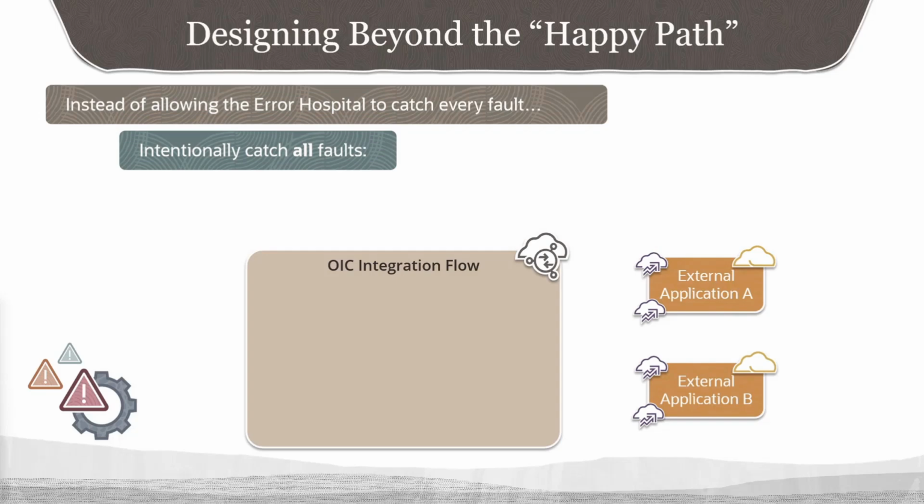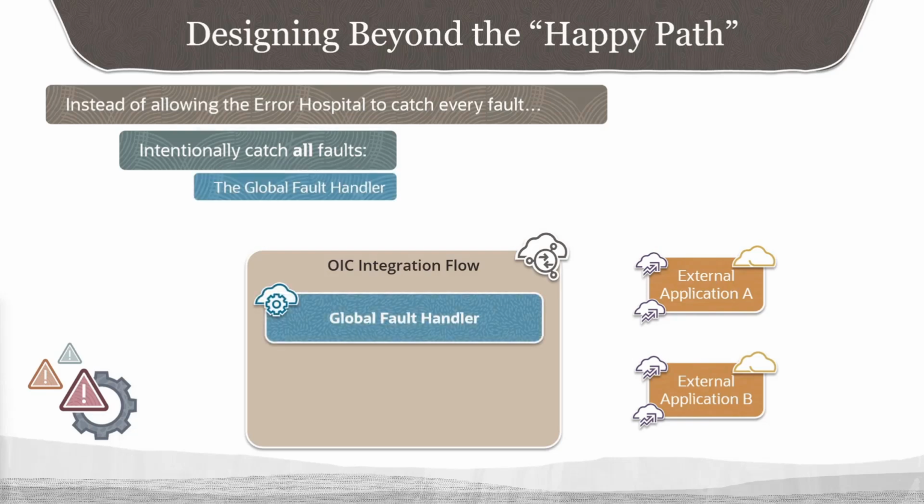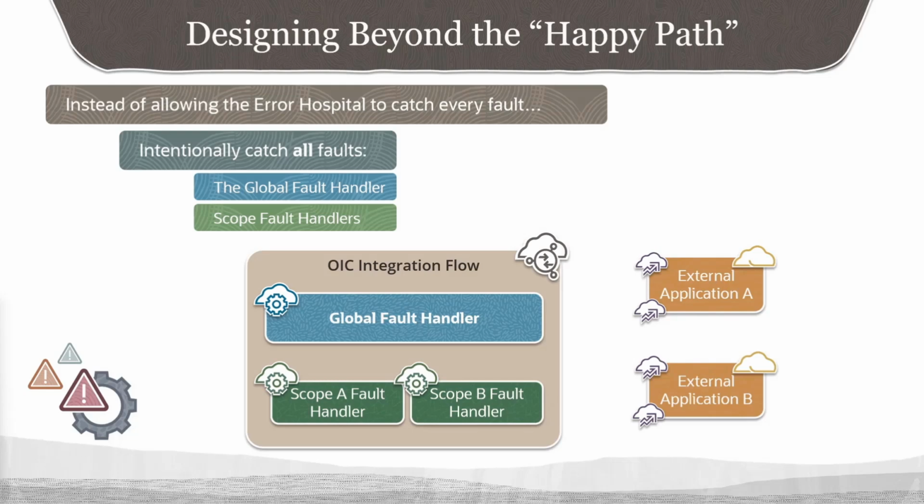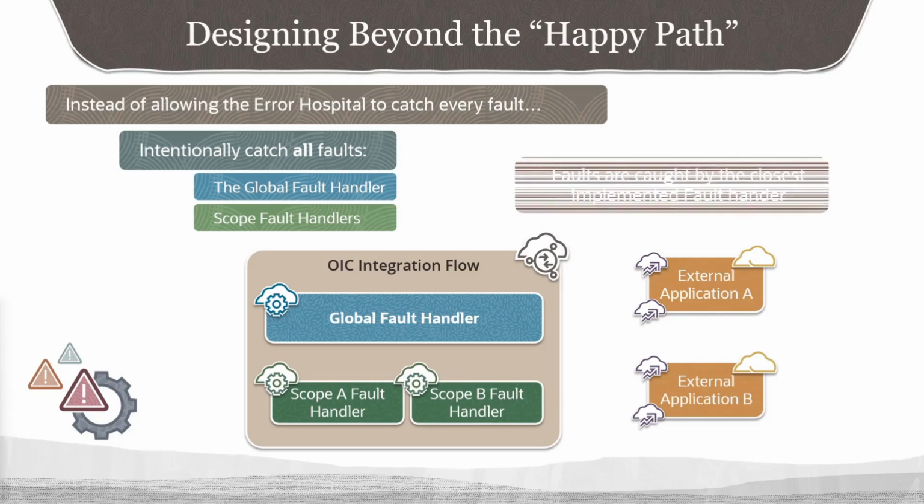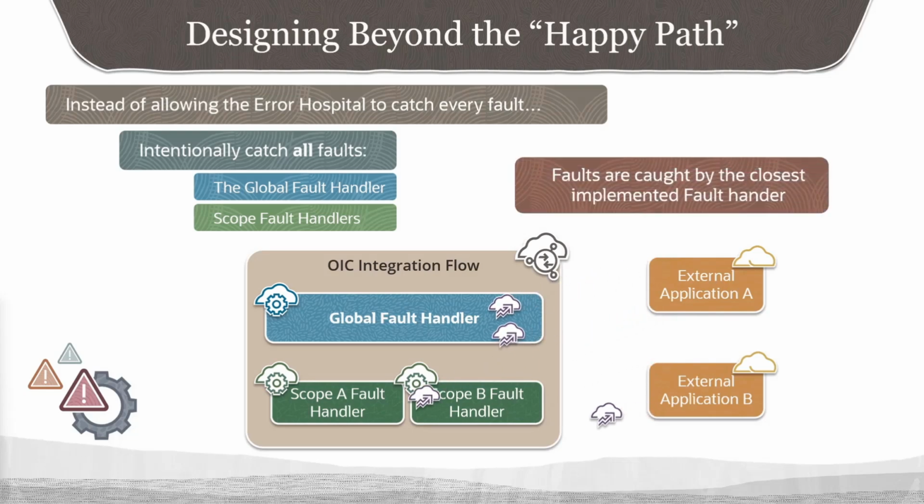occurs at least once, because you can always rethrow a fault to the error hospital if desired. And I'll show you how that's done in another lesson. Faults are caught in the integration's global fault handler, or you can catch them within a specific scope fault handler. The fault will be caught by the closest fault handler in the integration flow to where the error occurred. But once it's caught, what should you do with it?